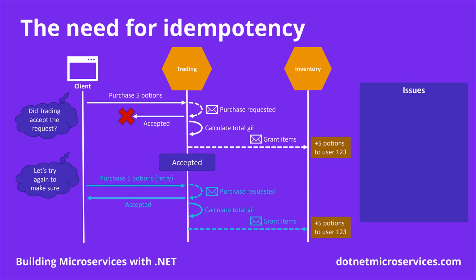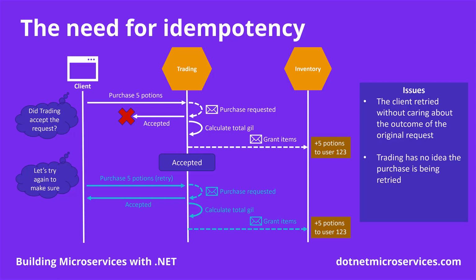Well, to start with, the client went ahead and retried the operation without caring at all about the outcome of the original request. On the other side, the trading microservice had no idea that this was a retry of a previous purchase request, since it received no hint about this in the request. Ultimately, trading ends up duplicating the entire purchase. So, what can we do here? It's time to talk about idempotency.